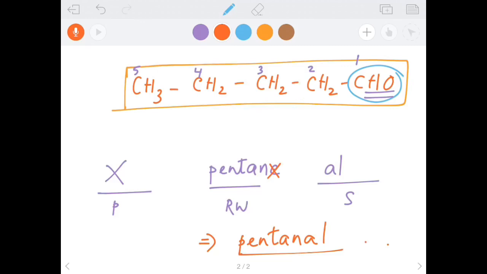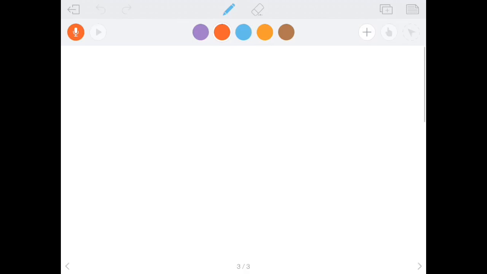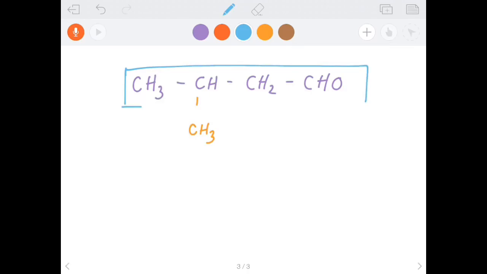Excellent. Now that we have understood this, let's try another one. I have CH3, CH, CH2, and a CHO. And what I'm also going to do is attach a CH3 group to the CH carbon. Now let us see how we could pull up the chain. There are 4 carbon atoms, which happens to be the longest chain. Please ensure that CHO is a part of your chain. You have to start numbering such that CHO gets the least number. So I'm going to go with 1, 2, 3, 4.